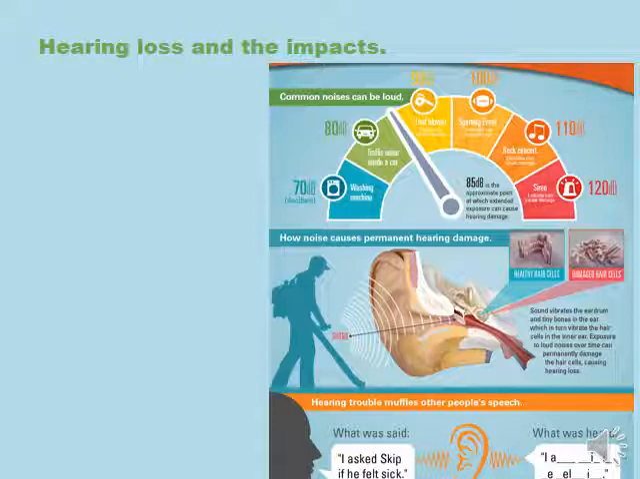And these are just the different areas. 85 decibels is the approximate point at which extended exposure can cause hearing damage. So you're right in the area of traffic noise inside a car as well as a leaf blower. Right in that little range, that's where it can cause hearing damage.